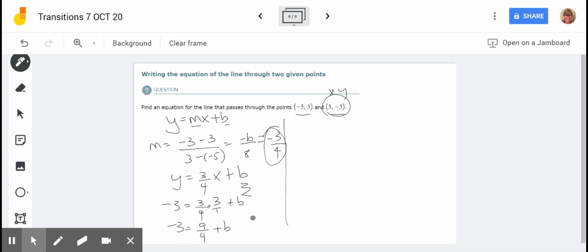Subtract 9/4. So -3 over 1 minus 9 over 4. I have to multiply this by 4 to get a common denominator. So I get -12 minus 9 all over 4 equals b. Okay, and that is -17/4. I'm hoping I did that right. Okay, b equals -17/4. And then you would just plug it back into the equation.